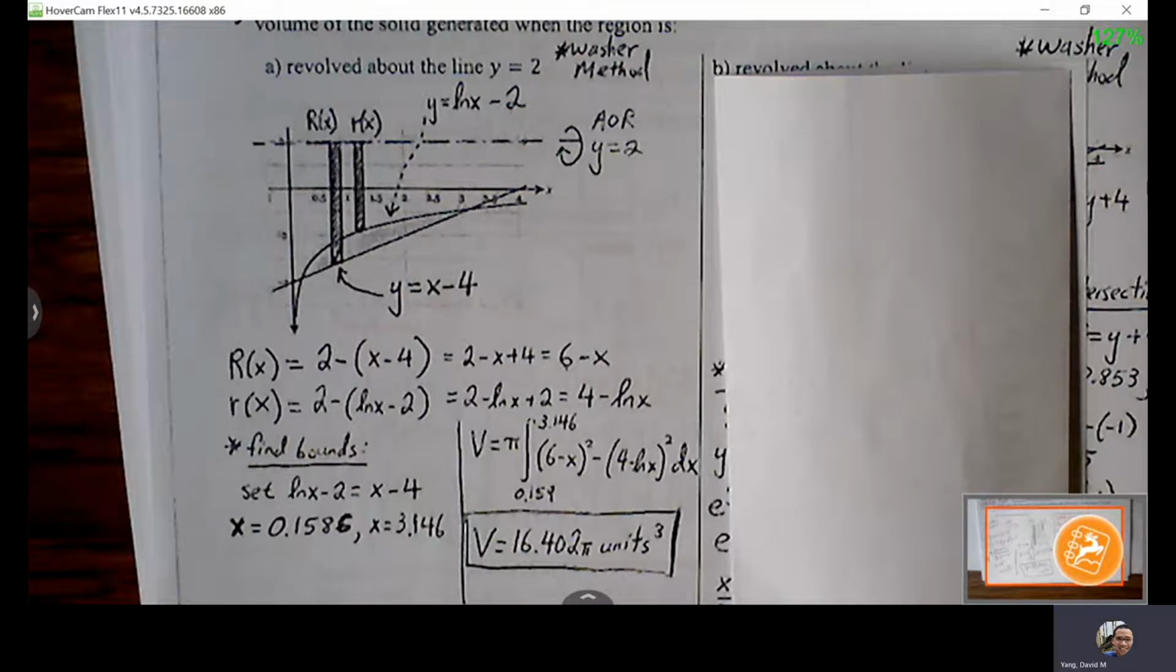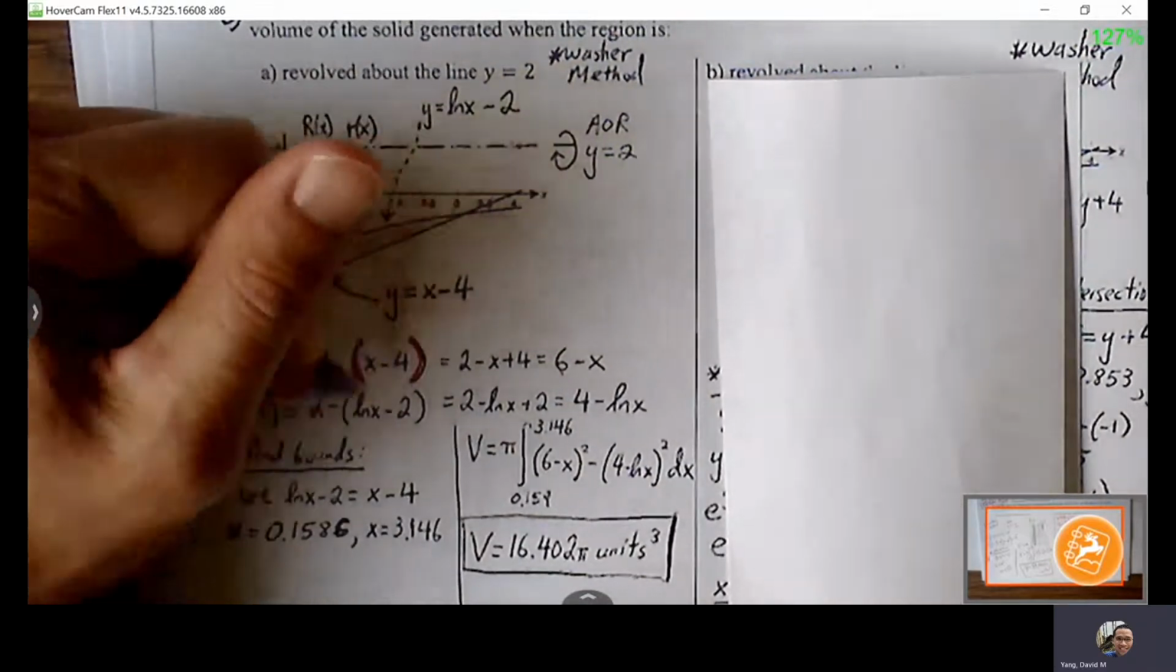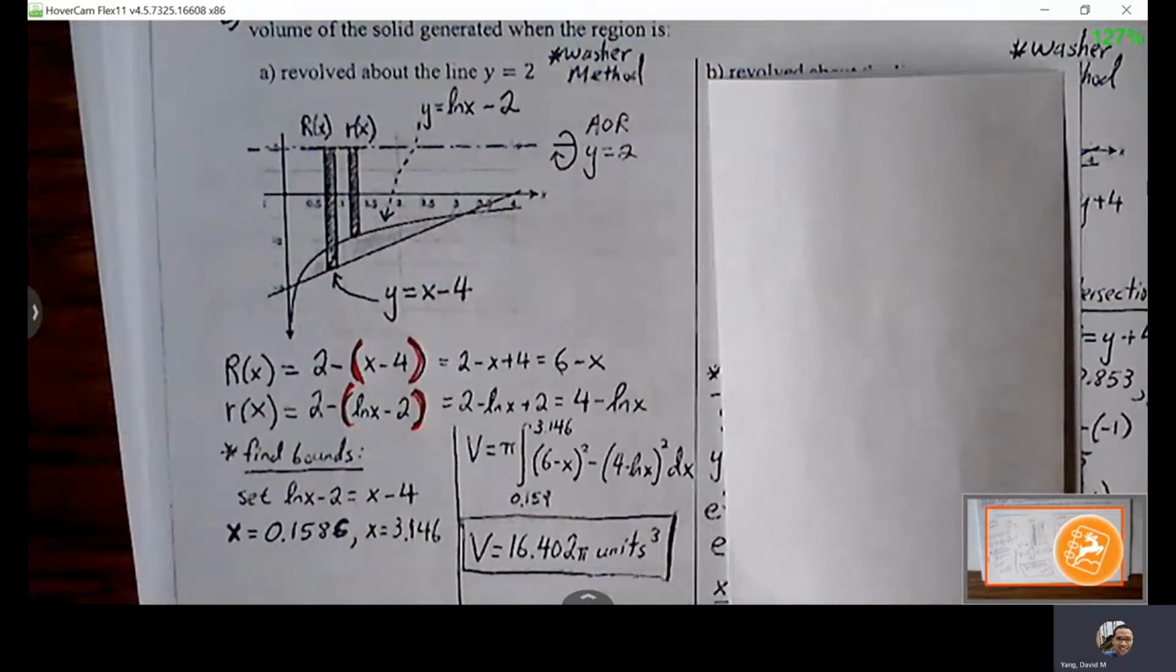See if part A makes sense. Identify the top and bottom function, top minus bottom, protecting the bottom function with a set of parentheses, right? Otherwise, it'll throw off your answer. You do need to put a set of parentheses when you're building your big R of x and your little r of x. If you don't have them in place, that could potentially throw off your expression at the end.